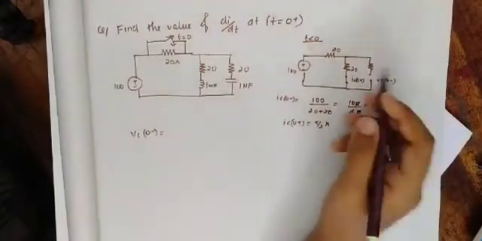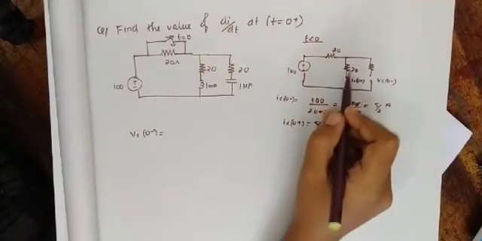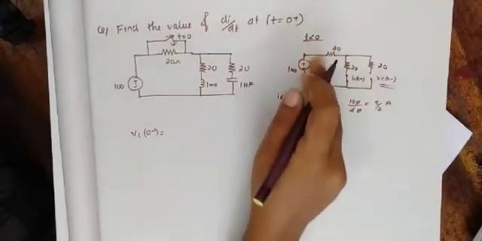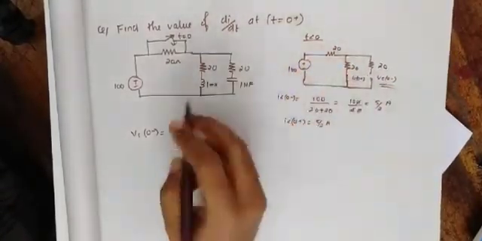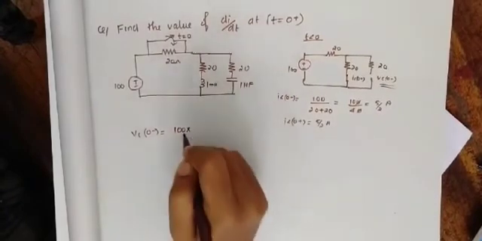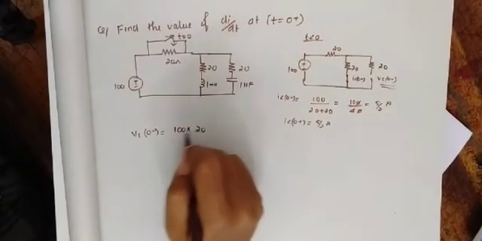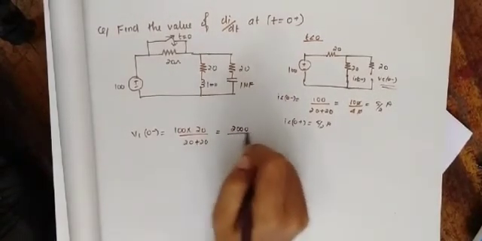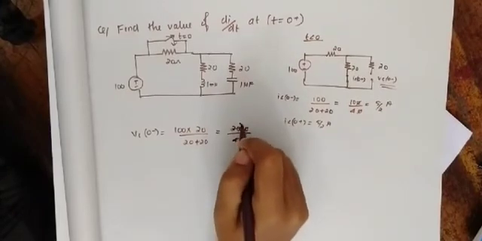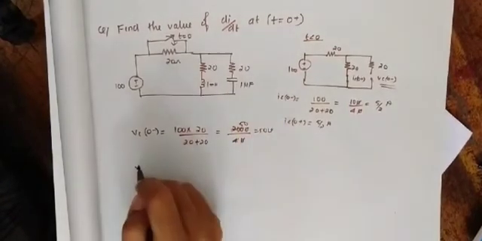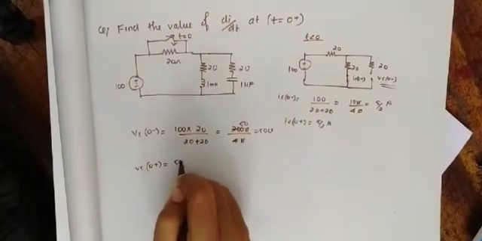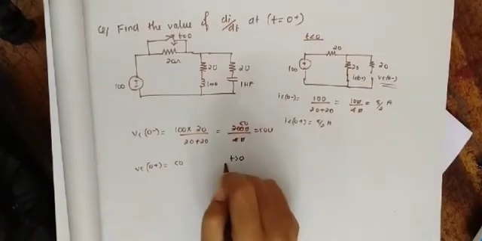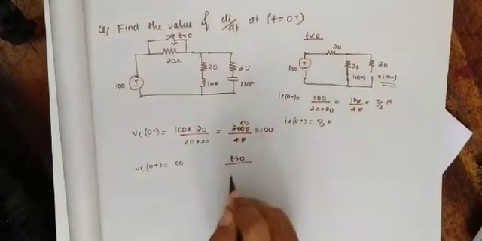And what about the capacitor voltage? VC of 0 minus is equal to the voltage across the 20 ohm, which is the same as the voltage across our capacitor. The voltage is being divided between 20 and 20. Applying the voltage division principle, we get 100 into 20 divided by 20 plus 20, so 2000 divided by 40, or 50 volt. So VC of 0 plus will be 50 volt as well, and with that I'll draw the circuit after the switch is closed.